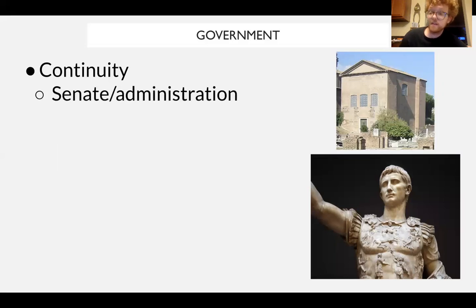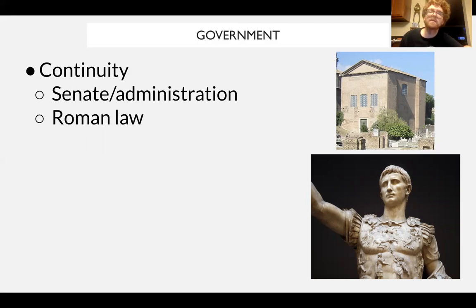Well, the Senate is still going to exist. Basic administration of the empire is going to exist. Local rule in the empire's provinces is still going to be respected. We still have these governors who are in charge of these places. The Senate is still also made up of prominent patricians. But we're also going to see a continuity in the application of Roman law. Roman law is going to spread throughout the Roman Empire.